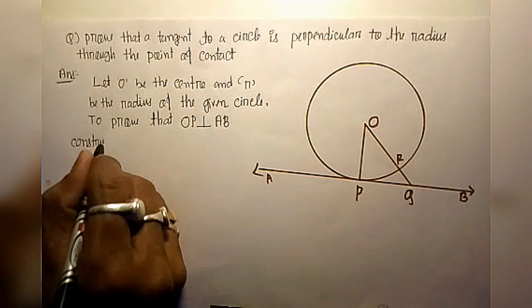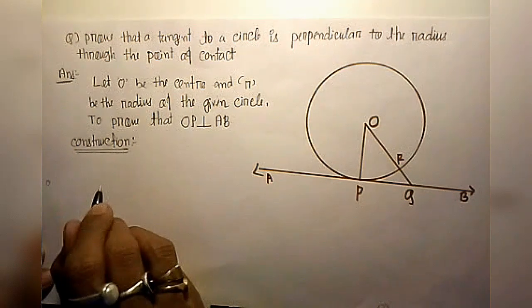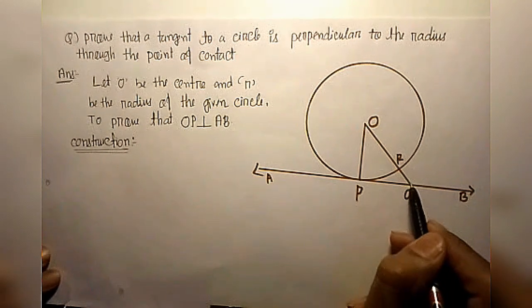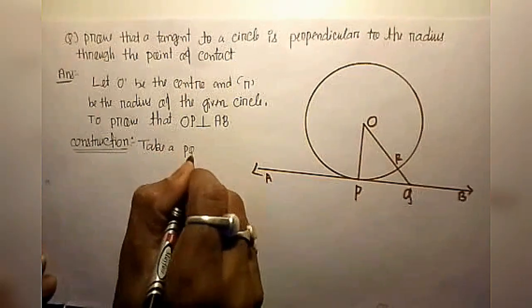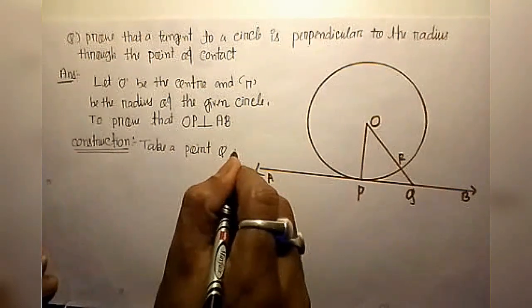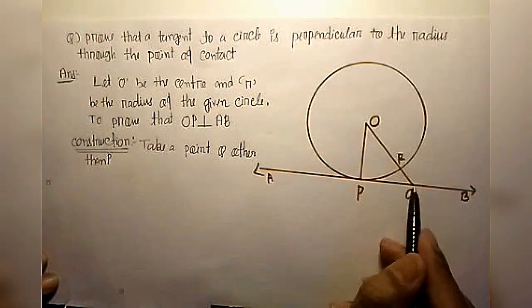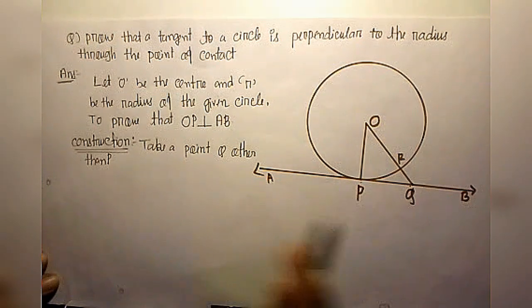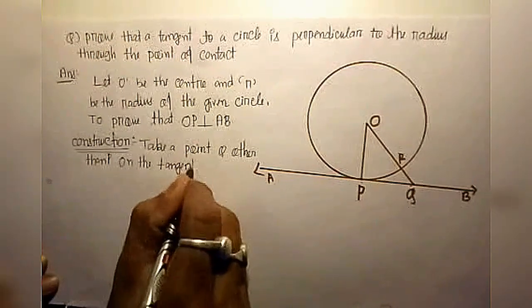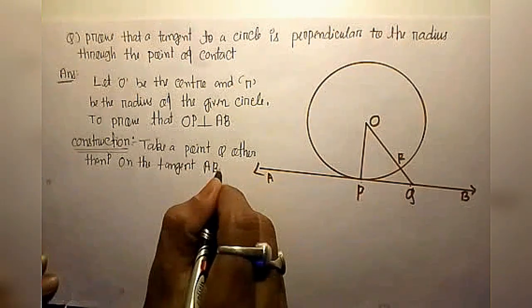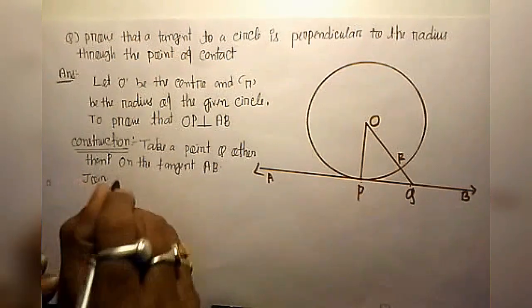Construction. We need to construct OQ. That means we need to take a point Q on AB. So take a point Q other than P on the tangent AB.